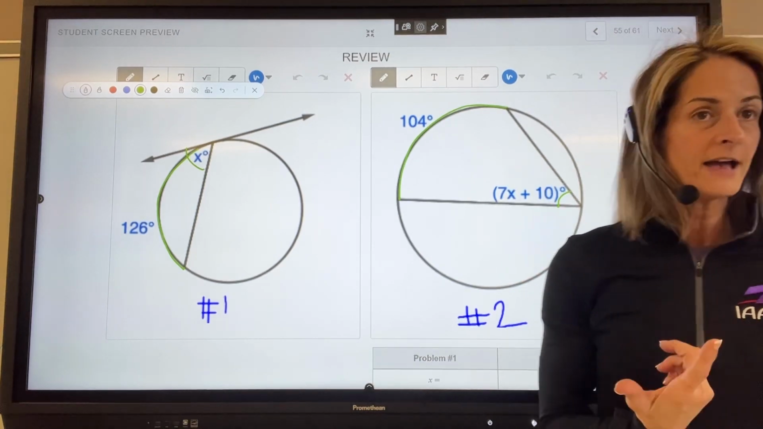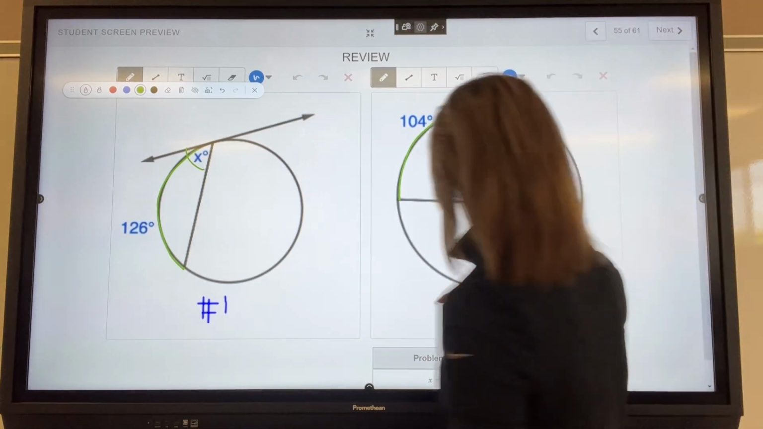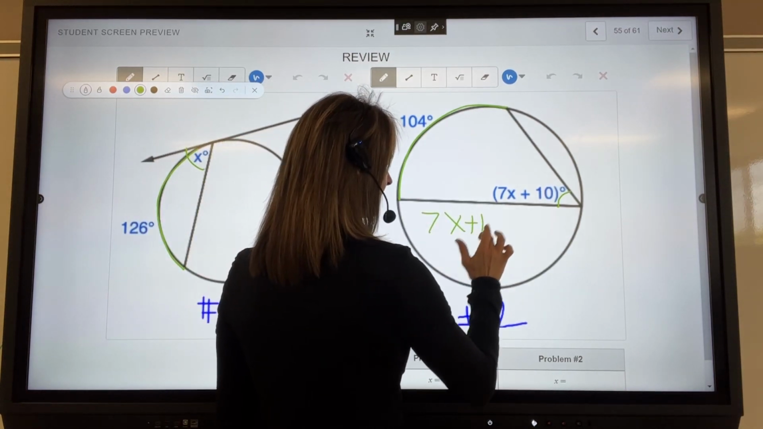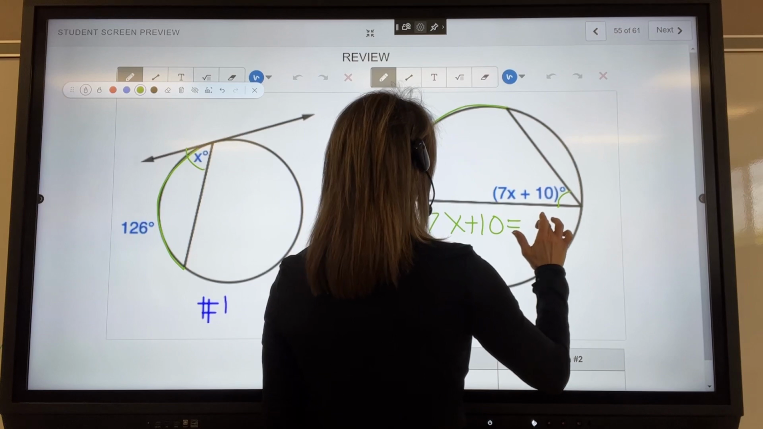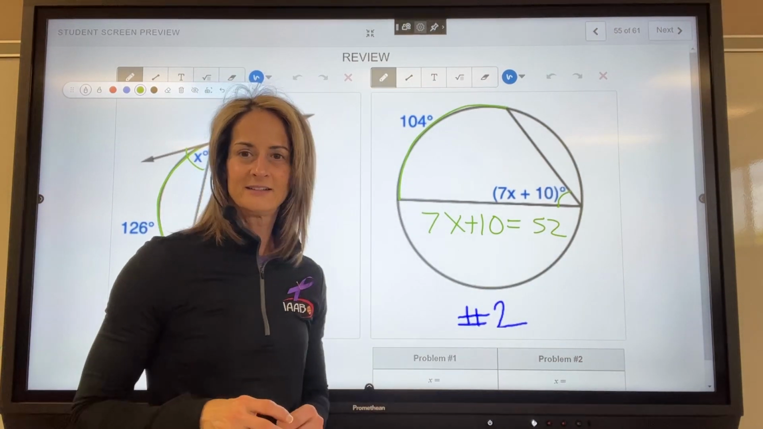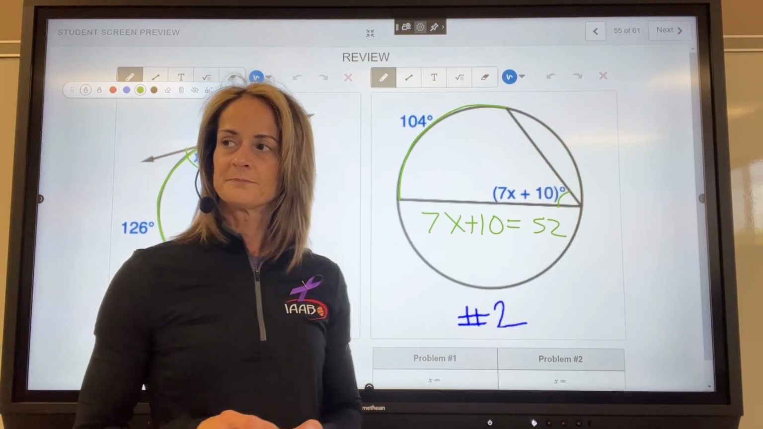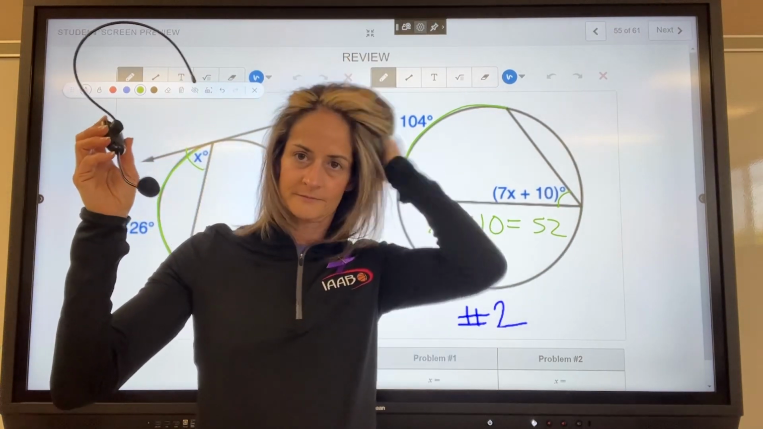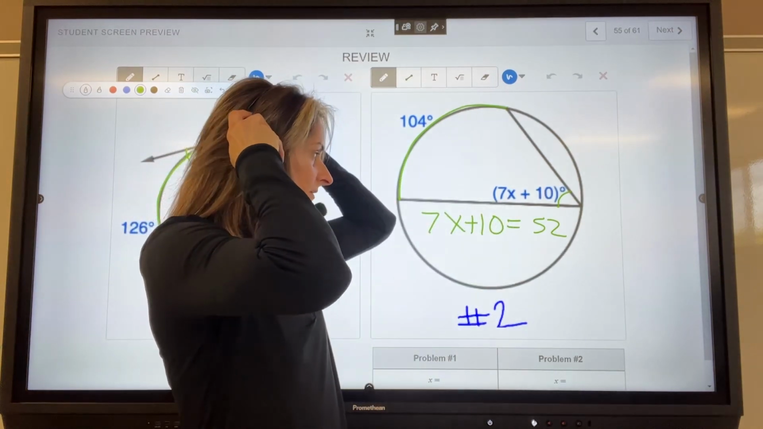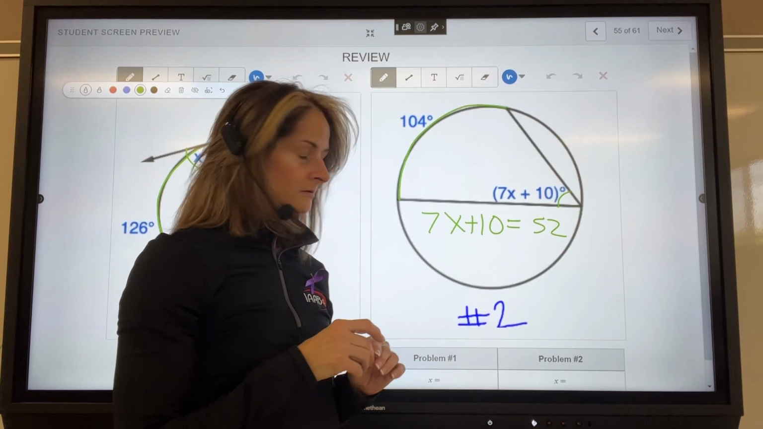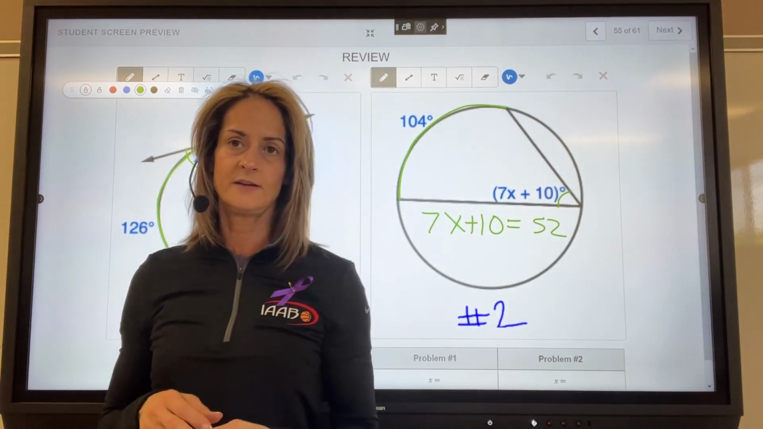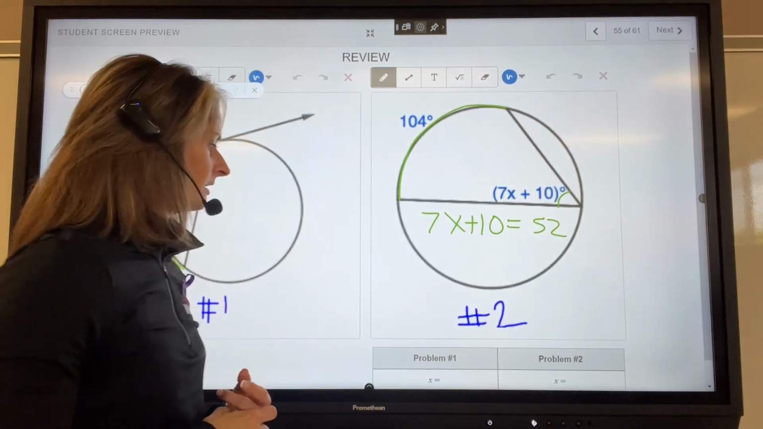Now we've got to solve for x, but we know it's 52, so I'll just write my equation right here. 7x plus 10 should equal 52 degrees. And then solve for x, and what do you get? 7. Anyone else get 7? 52 minus 10 is 42, and then when you divide 42 by 7, 6. 6 it is. Any questions on that?